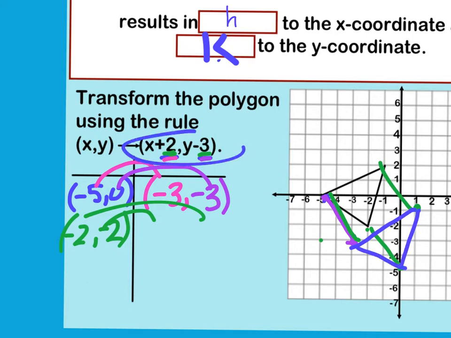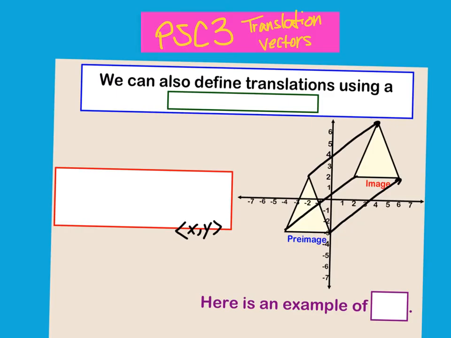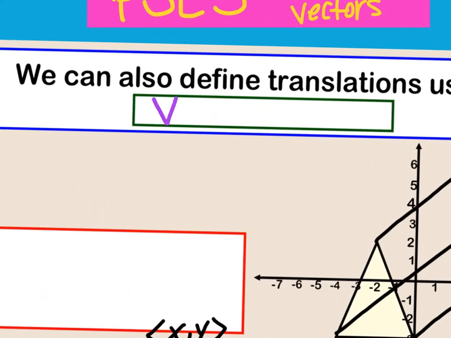So this is an ordered pair rule. I can rewrite that ordered pair rule as a vector. A vector describes the direction and distance that something would move on the coordinate plane. And we use these symbols to mean move the point 2 spaces to the right and down 3. So we can also define translations using a vector.